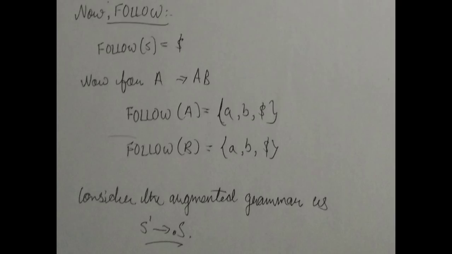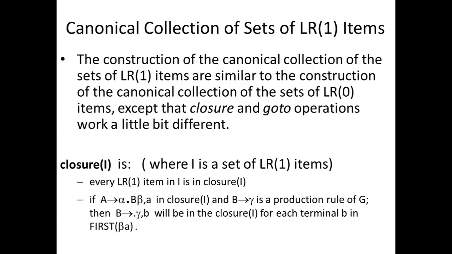Now taking the production A gives AB, we get follow of A is equal to a, b, and dollar. Again we get follow of B is equal to a, b, dollar. Now we construct the augmented grammar for constructing the CLR1 table. Thus we consider a new augmented grammar as S dash gives dot S. Now we will construct the canonical collection of LR1 items as we did in the previous example.